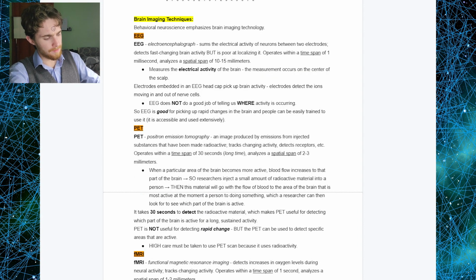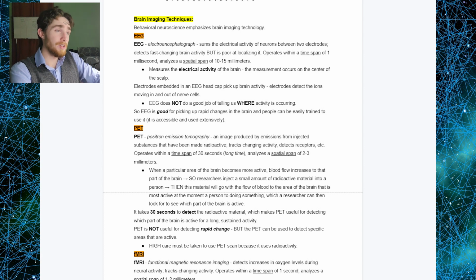All right. Finally, brain imaging techniques. Brain imaging techniques that we talk about include EEG, PET, fMRI, and there's a little bit on MRI. And then I also want to talk about TMS. All right, but let's back it up. Focusing first on EEG. Behavioral neuroscience emphasizes brain imaging technology.